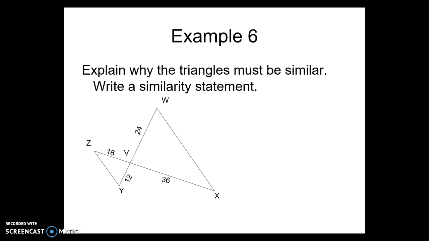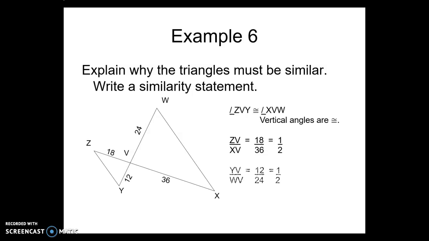So let's look at this problem here. Explain why these must be similar. All right, so let's pick the sides that look like they go together. Like the shortest one, 12, we're going to go with the shorter one, 24, and then 18 to 36. Also, we know these angles are equal because we have vertical angles. So the vertical angles give us an angle in between the sides. Now let's see if those sides are proportional. Oh look, they are. That's equal to a half, and that is equal to a half.